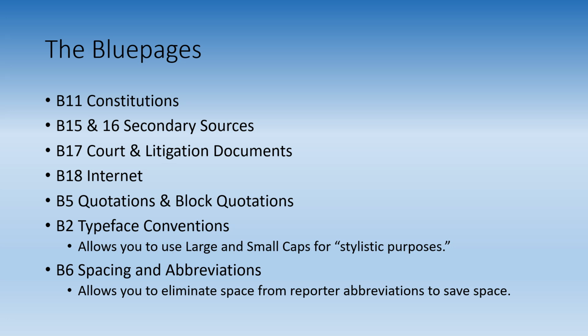You can usually save a lot more space by writing more clearly and concisely than you can by taking individual spaces from reporter abbreviations. In the interactive citation workbook and workstation, you're instructed that you would never eliminate space in the abbreviations to save space in the document. You're to assume that you have adequate space in all of your documents so you can space according to B6.